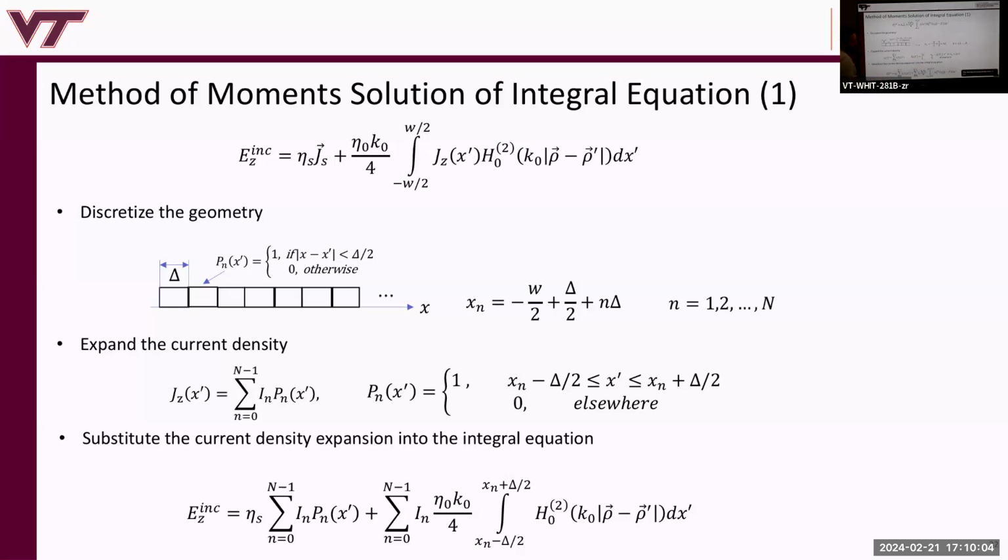Then we substitute the current density into the integral equation. But now take a look at this. The difference here is that our current density appears in two places.